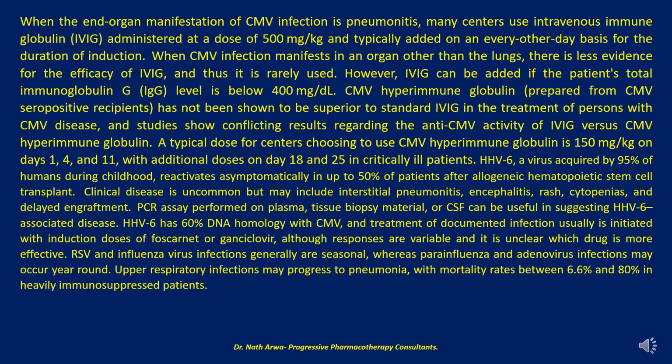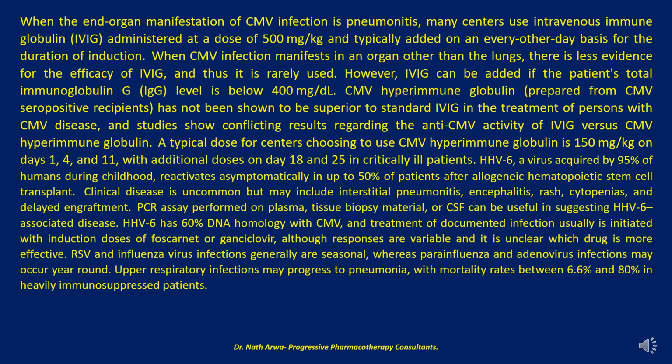When the end organ manifestation of CMV infection is pneumonitis, many centers use intravenous immune globulin, abbreviated as IVIG, administered at a dose of 500 mg per kilogram and typically added on an every other day basis for the duration of induction. When CMV infection manifests in an organ other than the lungs, there is less evidence for the efficacy of intravenous immune globulin, and thus it is rarely used. However, intravenous immune globulin can be added if the patient's total immunoglobulin G, IgG, level is below 400 mg per deciliter.